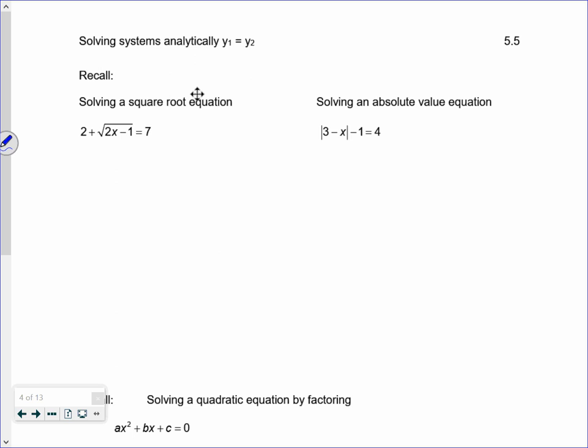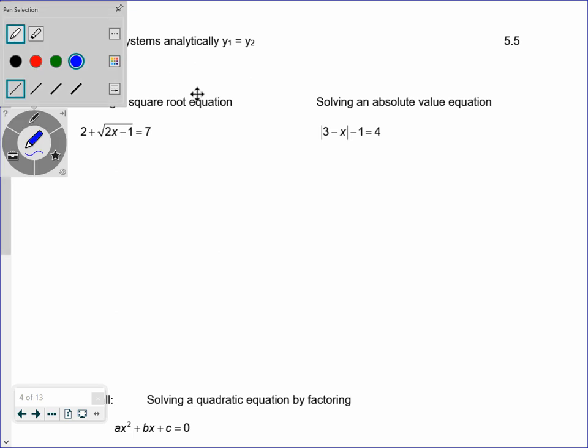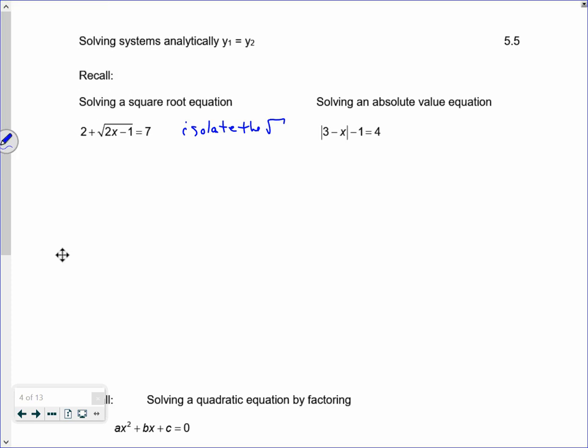When you start these problems, what you want to do is isolate the square root. That means you're going to get rid of all of that stuff that's outside of the radical, outside of the square root. So we're going to start this problem by subtracting 2 from both sides. You can show that, or you can just do that part in your head.